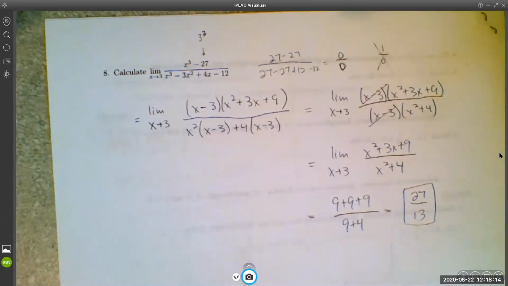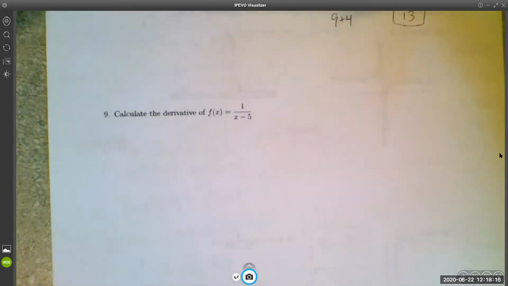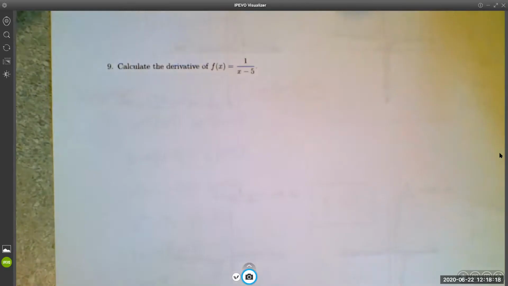So that's that. One last problem. This is a really long section. I apologize. Thank you for hanging in there if you made it to this point.